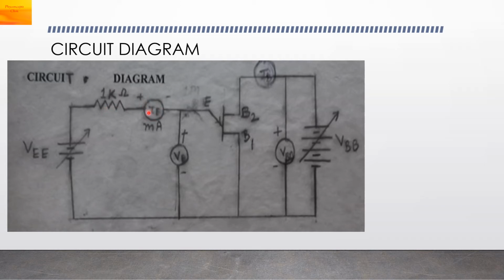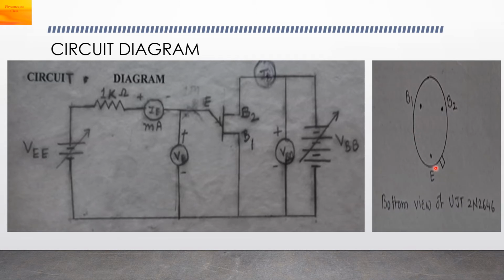Here the emitter current IE is measured. Here the emitter voltage is measured in this voltmeter. Here VBB is measured, and also we can measure the base current here.